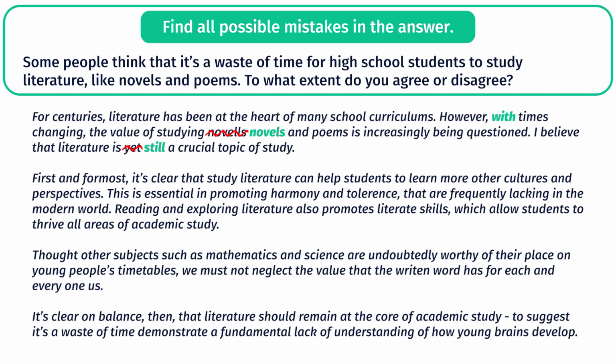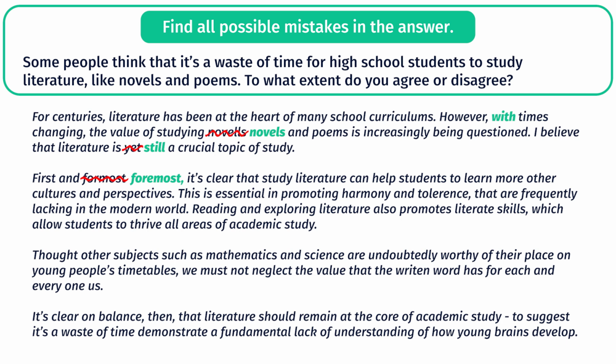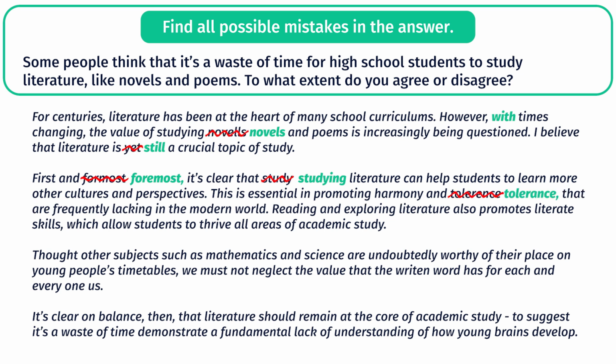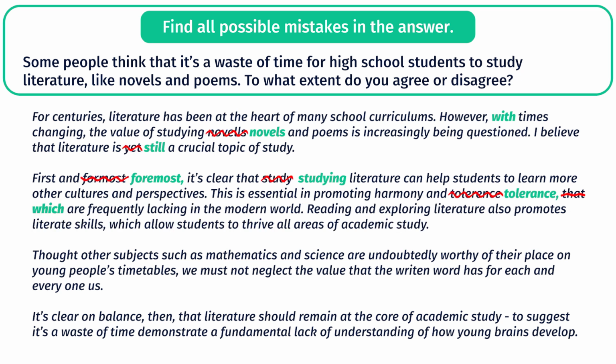Then in the next paragraph, first and foremost, so it's F-O-R-E, it's clear that studying, so it's clear that doing something, this is essential in promoting harmony and the spelling of tolerance. So it sounds like E-N-C-E, but it's actually spelled A-N-C-E, tolerance, which are frequently lacking. And then reading promotes literacy skills. So that's a fixed expression. Literacy skills, the ability to read and write.